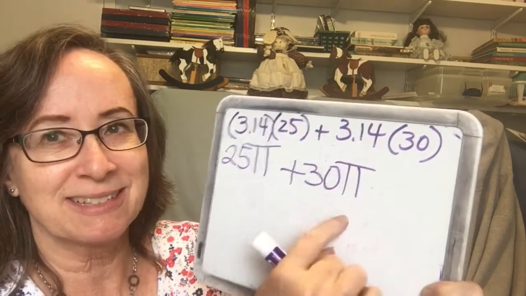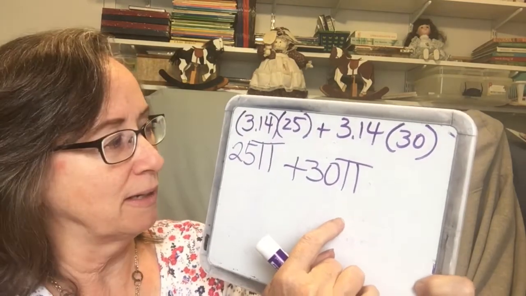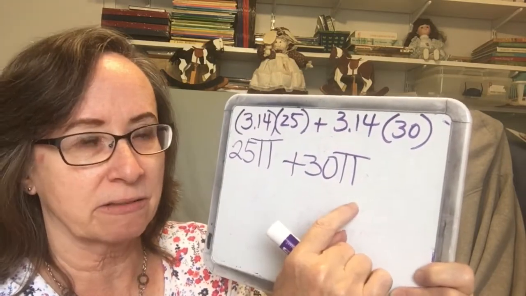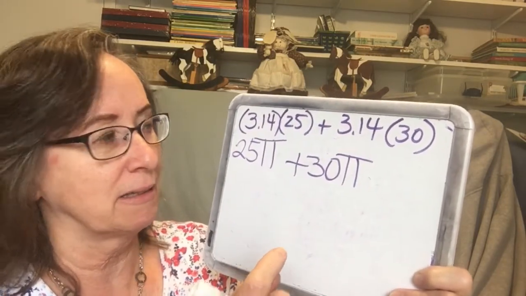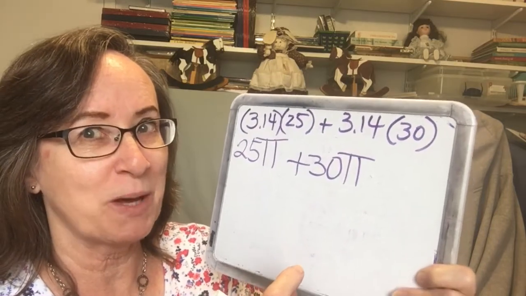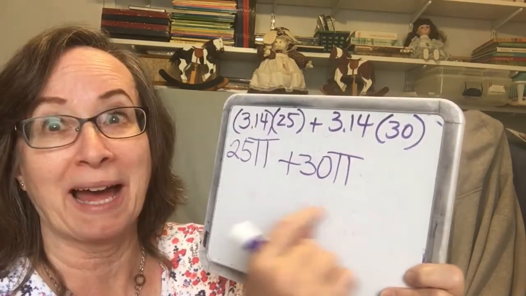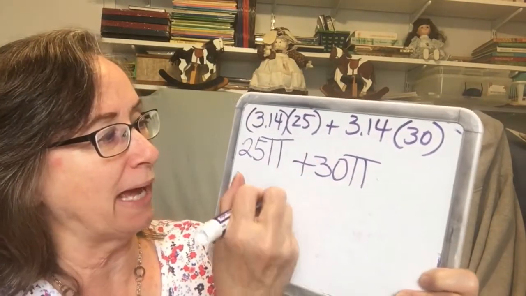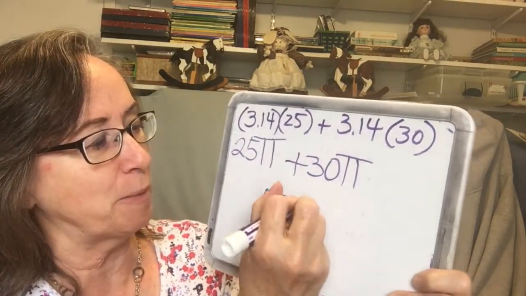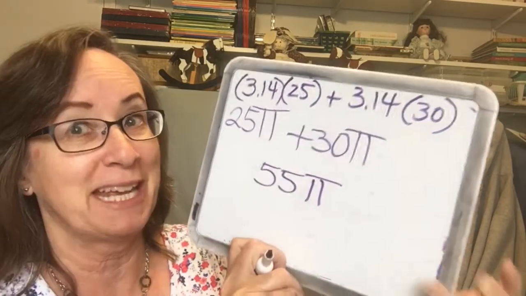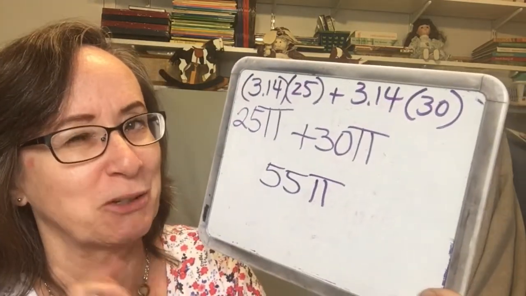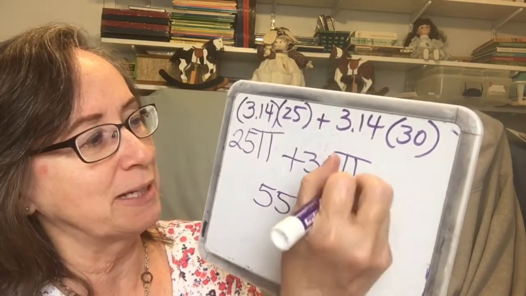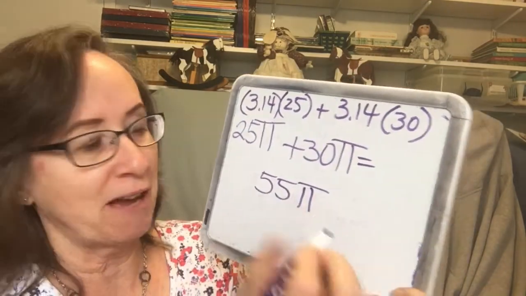Can I treat those like 2 like terms? If I had 25x plus 30x, I could add them together, couldn't I? I can do the same thing with pi. It's just that I know what pi is. So 25 pi plus 30 more pi is 55 pi's. Now I've taken 2 multiplications and turned it into 1 multiplication. Much faster.